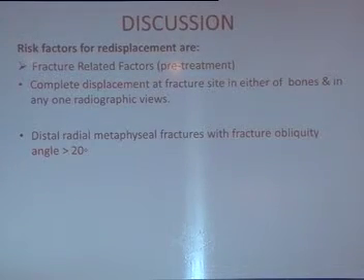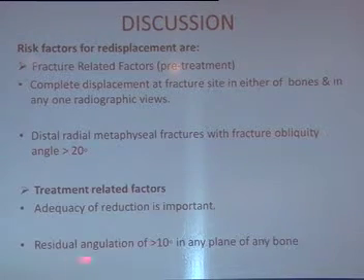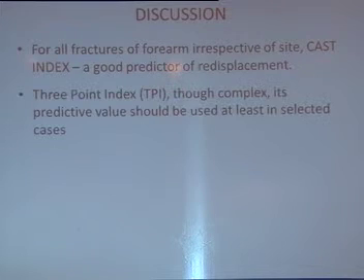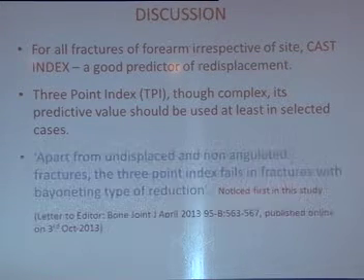In discussion, the factors responsible for redisplacement are a complete displacement at the fracture site preoperatively, or a fracture oblique angle of more than 20 degrees, which is a high risk factor for redisplacement. Residual angulation of more than 10 degrees after reduction is a risk factor for redisplacement. All casting indices, including cast index and 3-point index, are significant predictors for redisplacement, but the 3-point index, being a complex one, should be used only for selected cases.